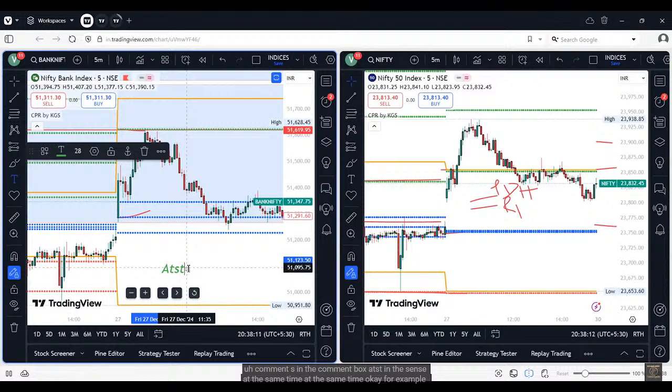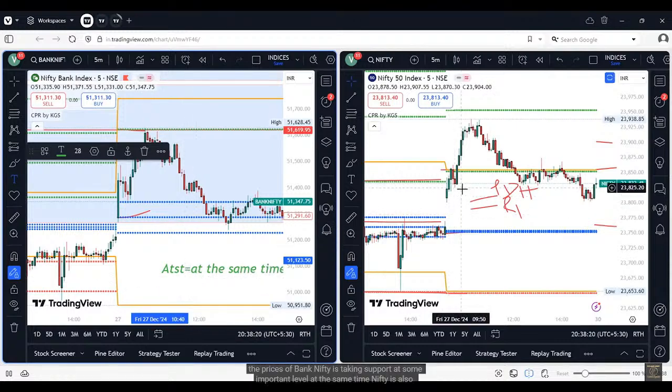ATST in the sense, at the same time. For example, the prices of Bank Nifty is taking support at some important level. At the same time, Nifty is also taking support at some important level. We call it ATST. Now you can see here, observe this really carefully.